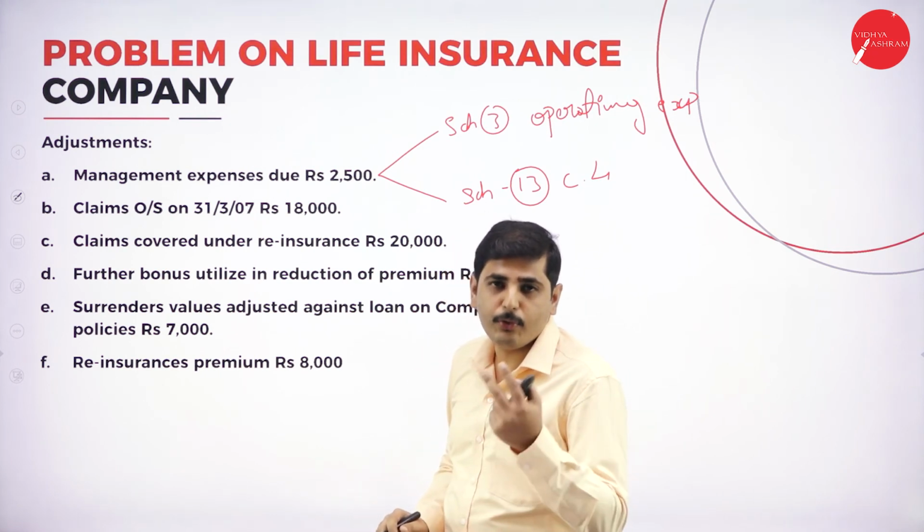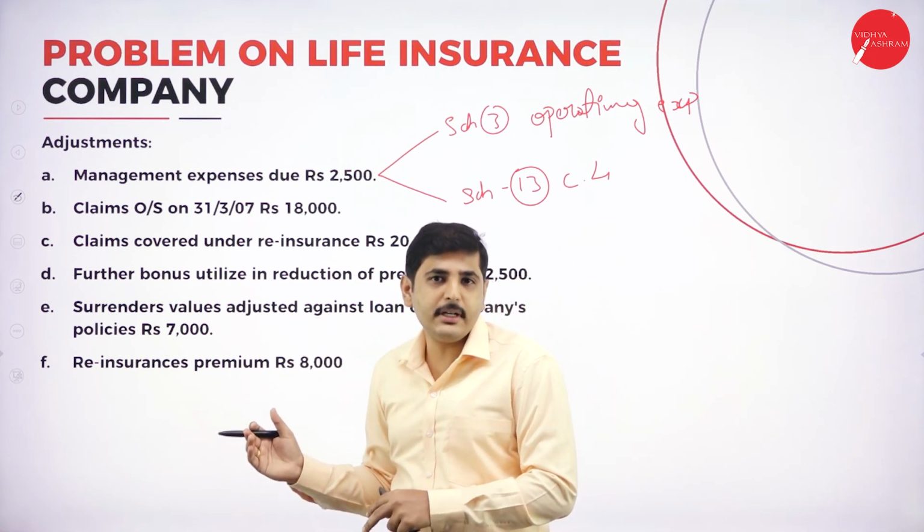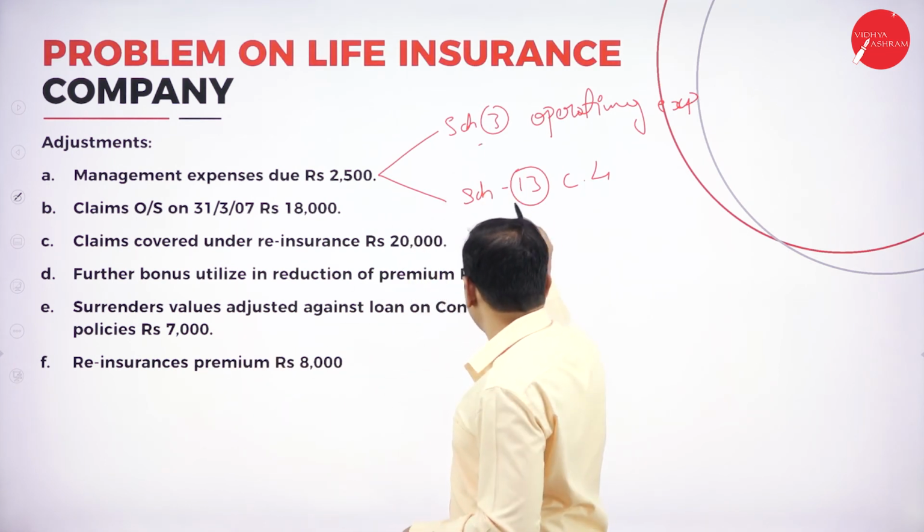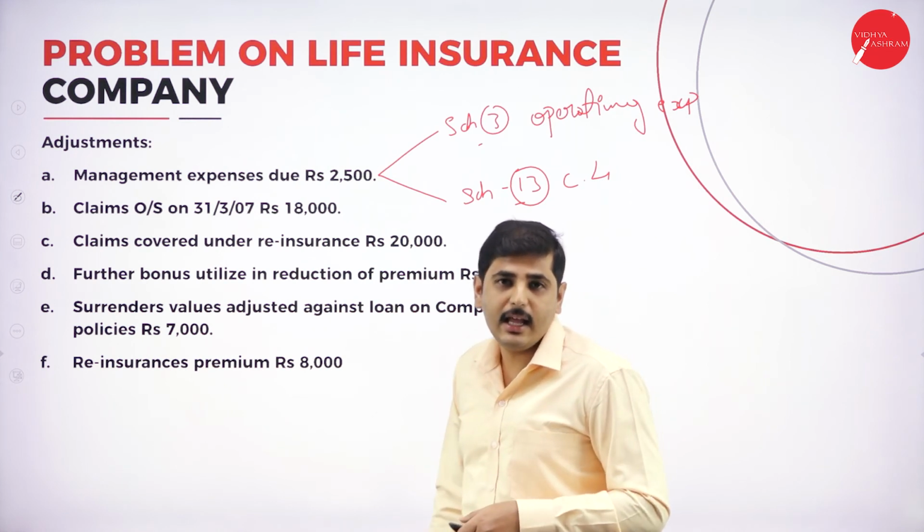So twofold effect. One adjustment in the revenue account schedule, which is schedule number 3. Another adjustment in the balance sheet schedule, which is schedule number 13, current liability.